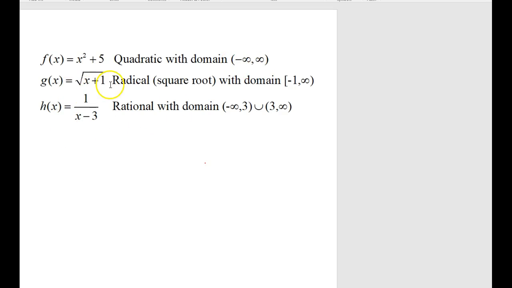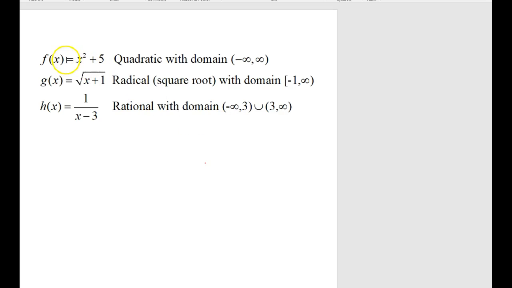g of x is a square root function, or a radical, and you know that anything underneath the square root needs to be greater than or equal to 0. So this function has domain minus 1 to infinity. And last, this is a rational function. We know that we can't have 0 in the denominator, so the domain is minus infinity to 3. We're going to leave out 3, and we're going to make a union of that with 3 to infinity.